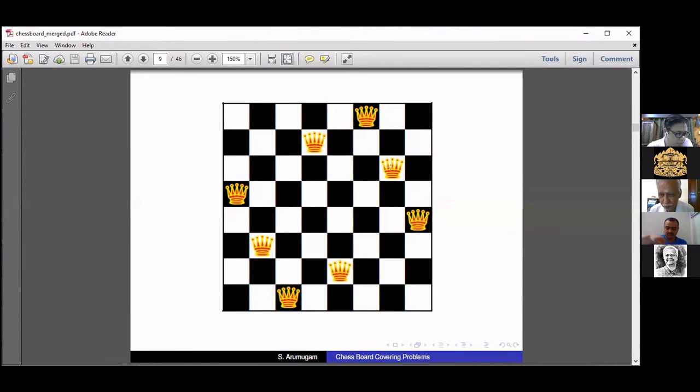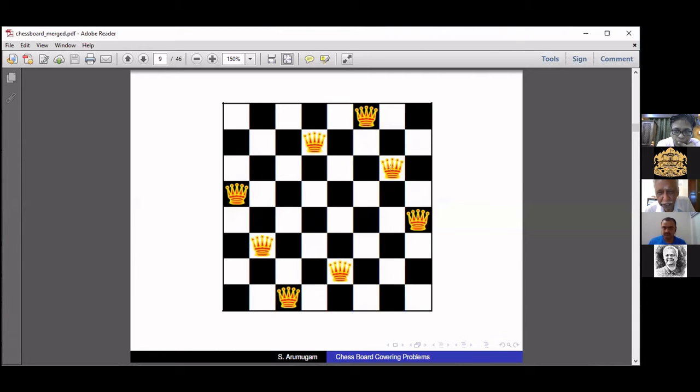And there is one more question in the chat. What do you mean by attack? Attack means, this is the usual chess game. Queen can move in a single move. So this queen cannot move to this place in a single step. So they are non-adjacent. In graph language, they are non-adjacent vertices.